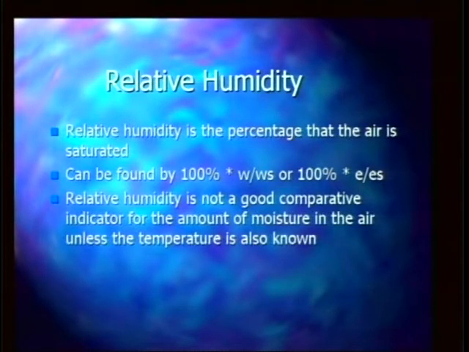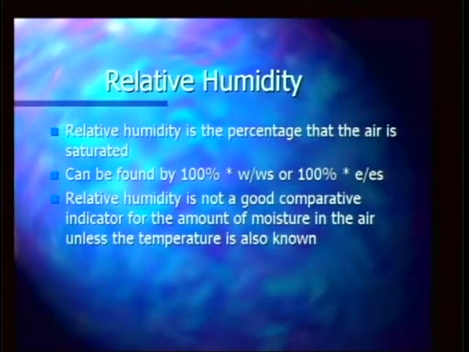The relative humidity is the percentage that the air is saturated. It can be found by the following formula. You take the mixing ratio divided by the saturation mixing ratio, multiplied by 100%, or you can take the vapor pressure divided by the saturation vapor pressure and multiply by 100%. So two ways there to find the relative humidity. However, relative humidity is not a good comparative indicator for the amount of moisture in the air unless the temperature information is also known. Because if you know the relative humidity and the temperature, then you can figure out what the dew point value is, and then you could compare the air samples that way.